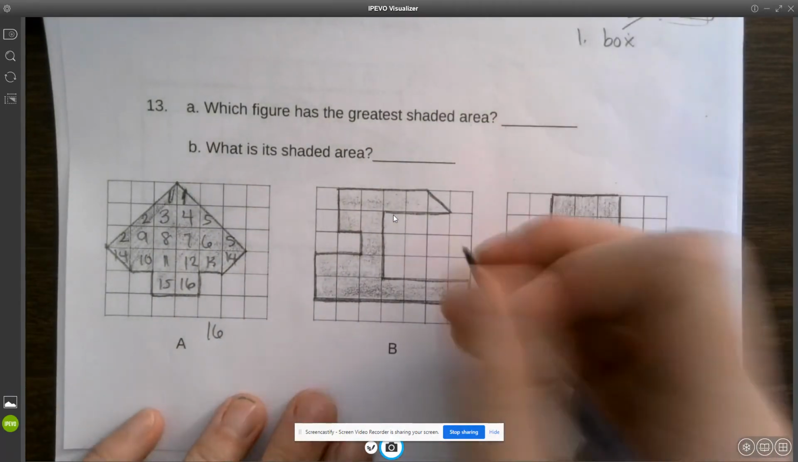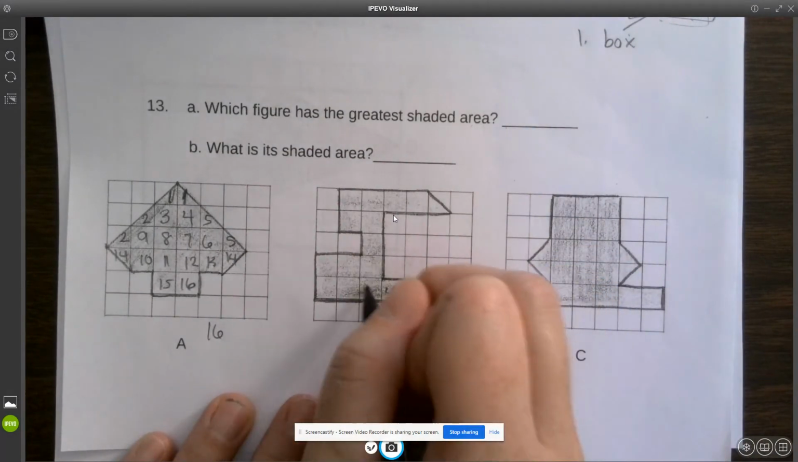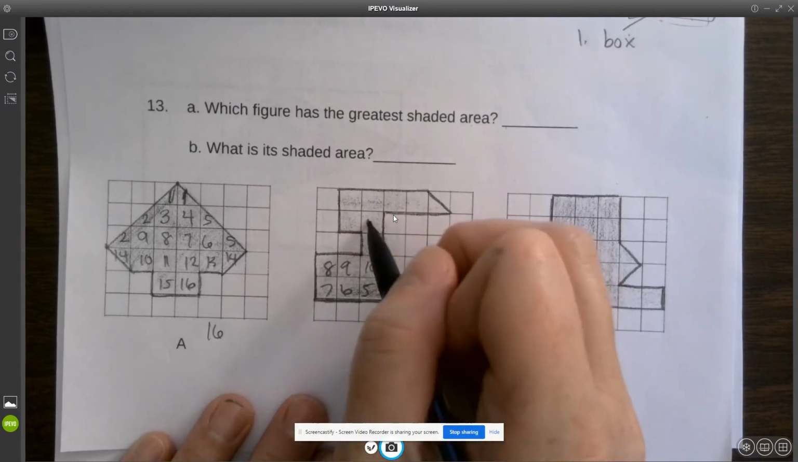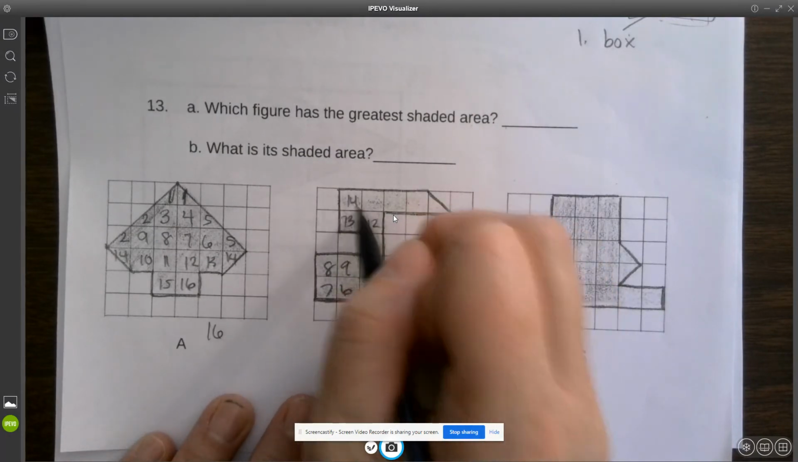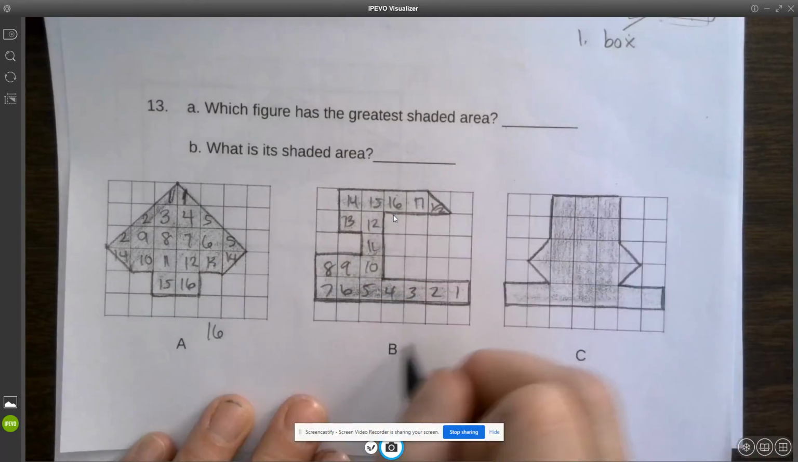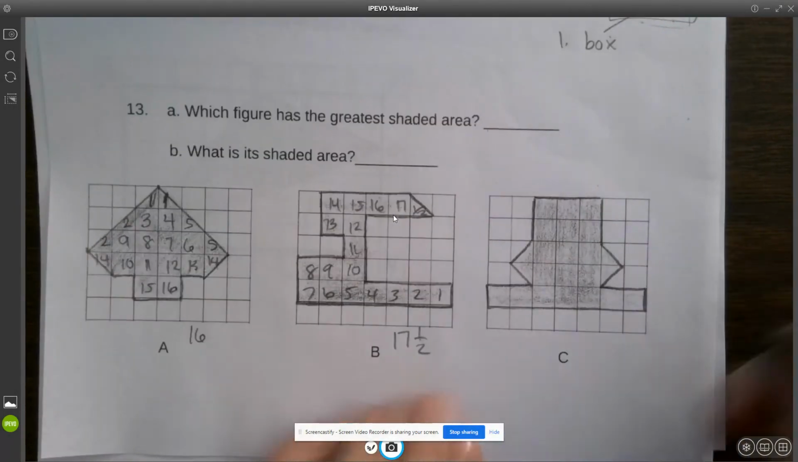Let's count this one. I'm going to start down here because it's whole down here. 1, 2, 3, 4, 5, 6, 7, 8, 9, 10, 11, 12, 13, 14, 15, 16, 17, and then a half. So this one is 17 and a half units squared.